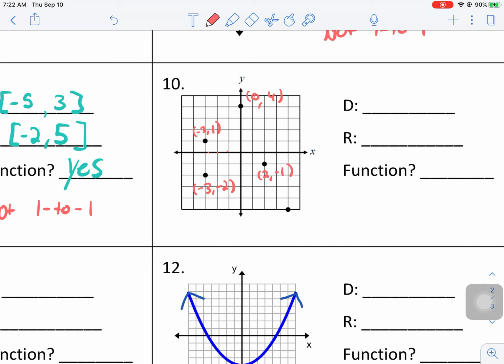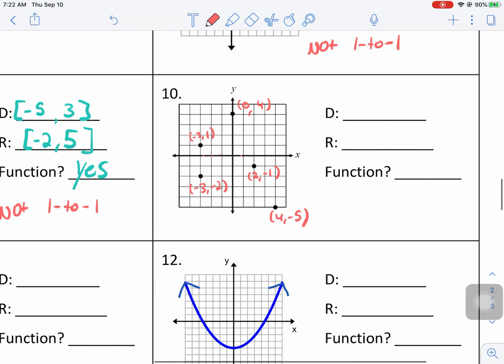This one is positive 2, negative 1. And then this one's 1, 2, 3, 4. 1, 2, 3, 4, 5. So positive 4, negative 5. Okay, so then when we write the domain, it's going to be the curly brackets. Doesn't matter the order. So negative 3, 0, 2, 4. Range is going to be negative 5, negative 2, negative 1, 1, and 4. Is this a function? Not a function because the negative 3 repeats.